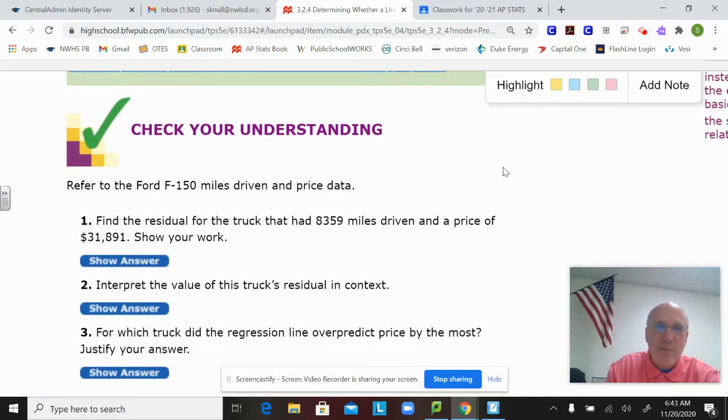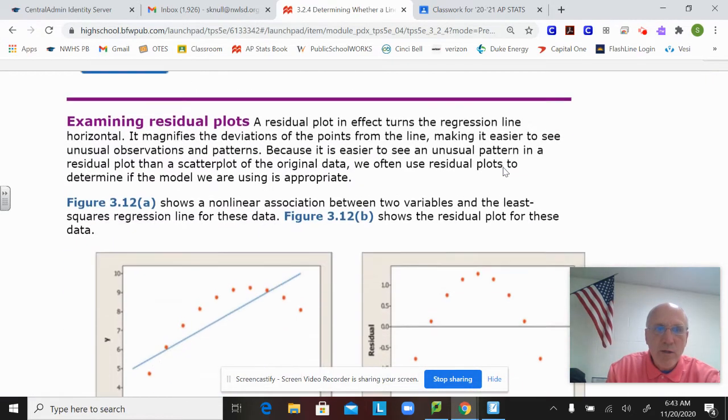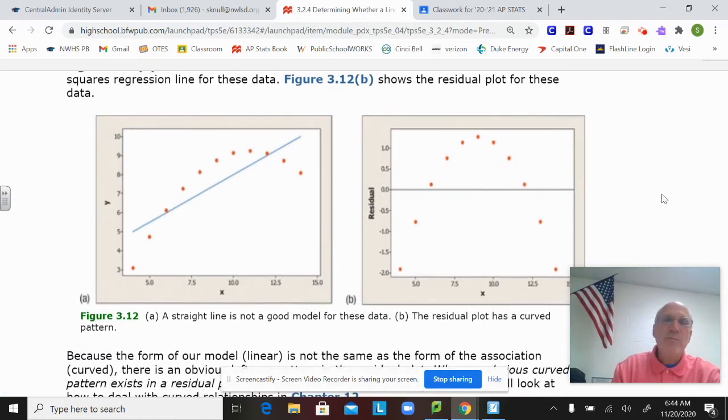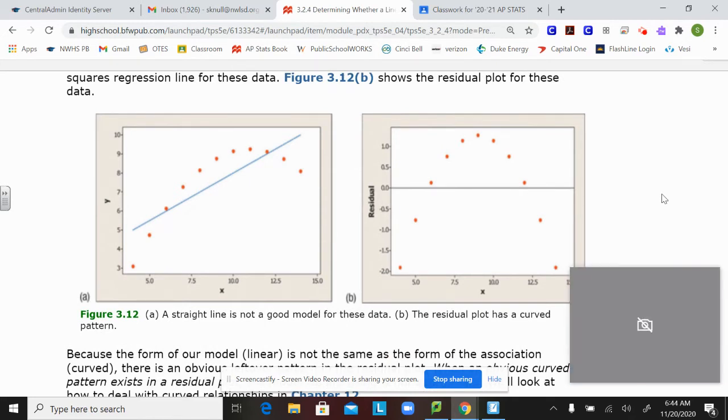And then they give you an example. Here's an example, on the left, of some data that's obviously not linear. And the residual plot also clearly has a pattern. So if that's the residual plot you're looking at, you would say a linear model does not appear to be a good model. We're not worried about curved models. We'll worry about that some other time.